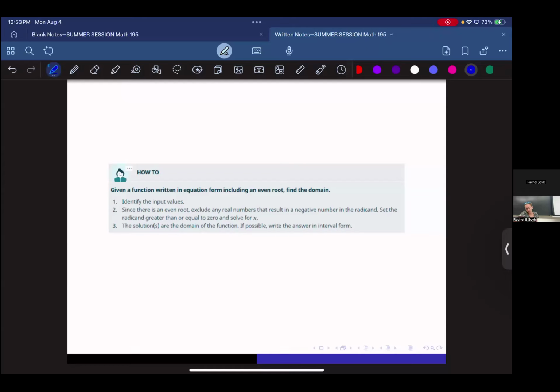So this is just a slide on if you're given a function written in equation form that has an even root index, then you just want to find your restrictions on what makes underneath that radical negative, and you want to exclude that from your domain. So we'll be practicing examples that include radicals that have even roots now.